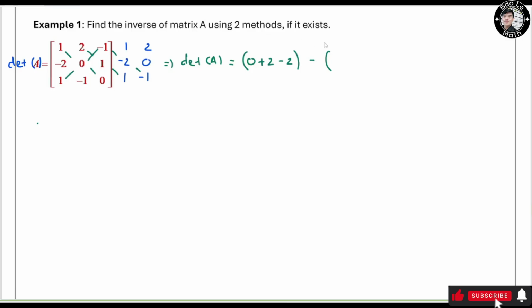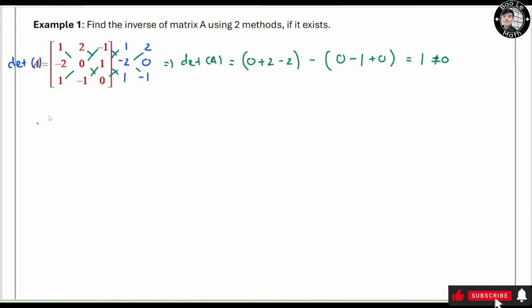1 times 0 times negative 1 is going to be 0. Negative 1 times 1 times 1 is going to be negative 1. And 0 times negative 2 times 2 is going to be 0. So the answer is 1. Since this is different from 0, the matrix A is invertible. Now we're going to move on to step number 2. We need to find the determinant of each 2 by 2 minor matrix of the matrix A.